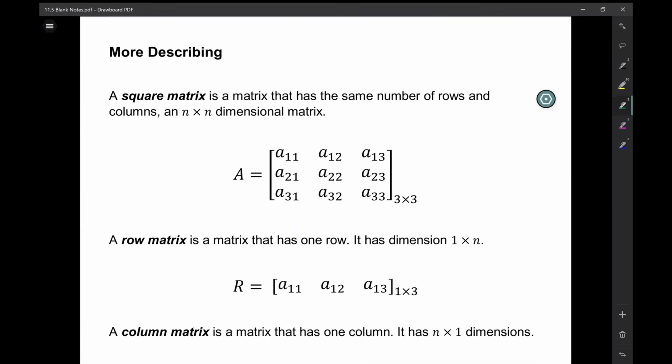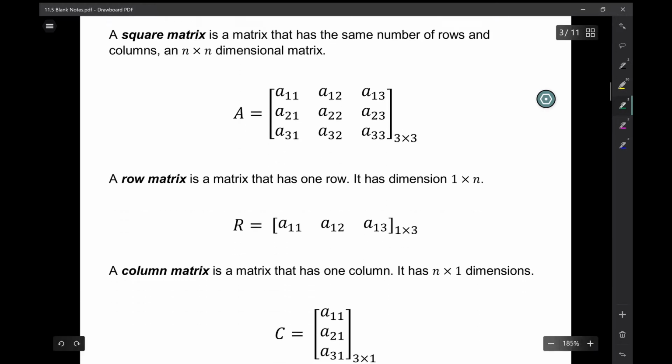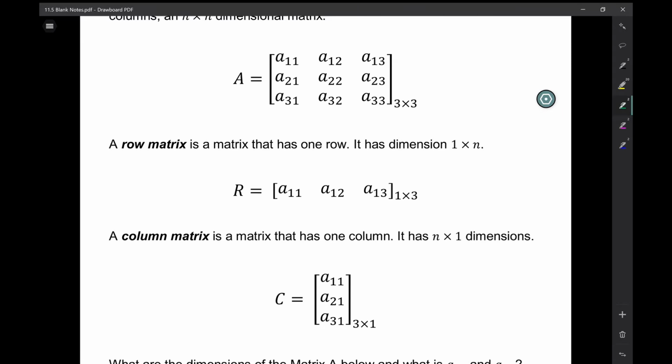Let's talk a little bit more about the way matrices are. Sometimes we have square matrices, and all that means is that it basically forms a square. It has the same number of rows as it does columns, and the dimensions are n by n. So in this example, it is a 3 by 3 matrix. We have some other special matrices. We have row matrices. This is one that has only one row, but it could have as many columns as you want. For example, this one is 1 by 3.